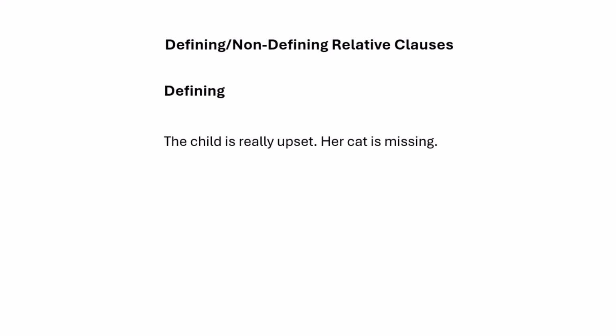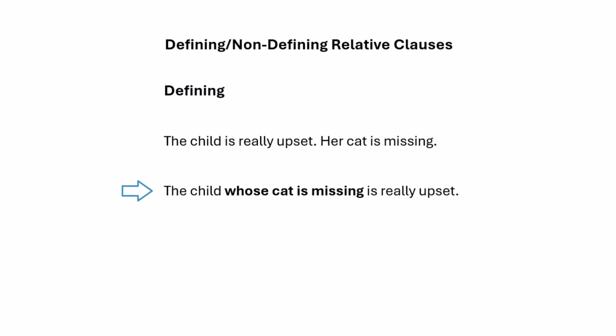Compare these two examples. 1. The child is really upset. Her cat is missing. This becomes, the child whose cat is missing is really upset. This is a defining possessive relative clause. Because the subject, the child, is nonspecific, the information in the relative clause is needed to understand who we're talking about. When you read this aloud, there are no pauses. The child whose cat is missing is really upset.